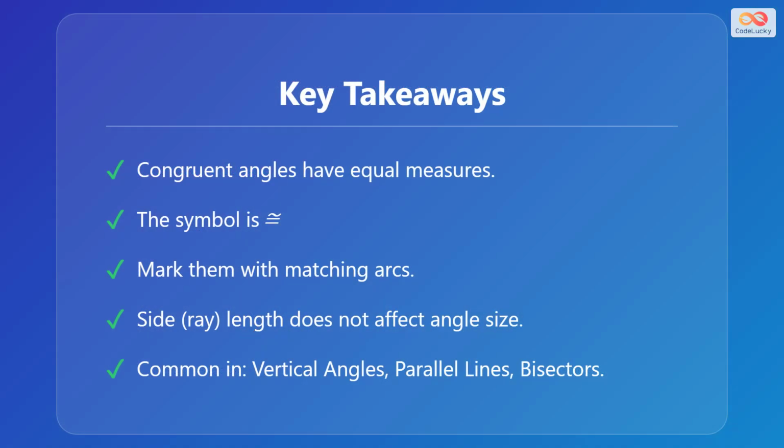To wrap up, remember that congruent simply means equal measure. Look for the congruent symbol with the squiggly line and watch for matching arc marks in diagrams. Don't be fooled by line lengths, and keep an eye out for vertical angles and parallel lines to spot congruency quickly.